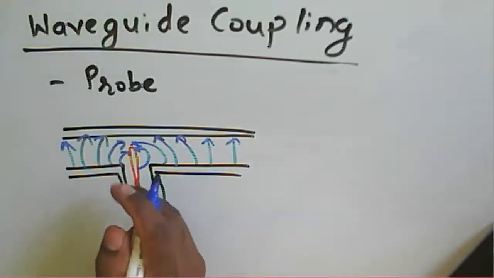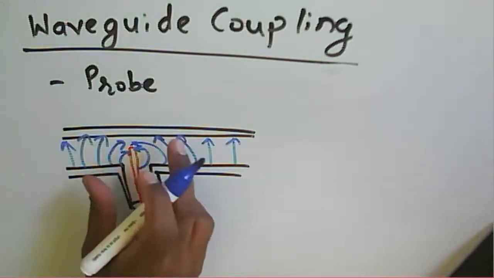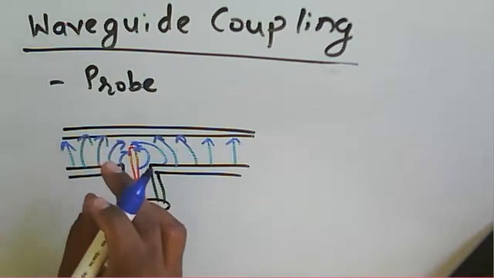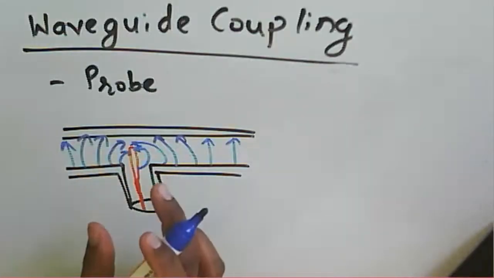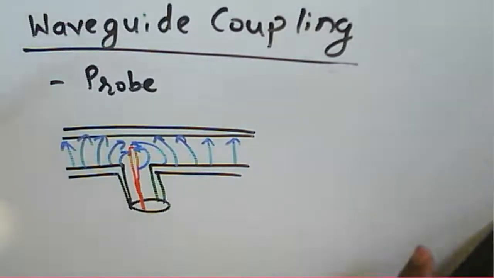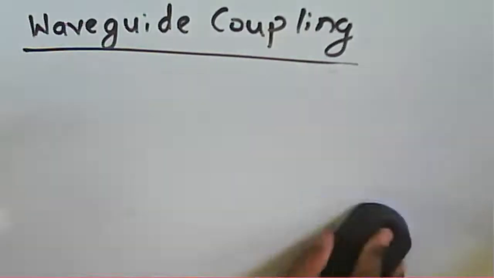Again, power handling capability means what? As the diameter as well as the length of the probe increases, the power handling capability will increase. So that is about probe coupling. Next we can say loop coupling.